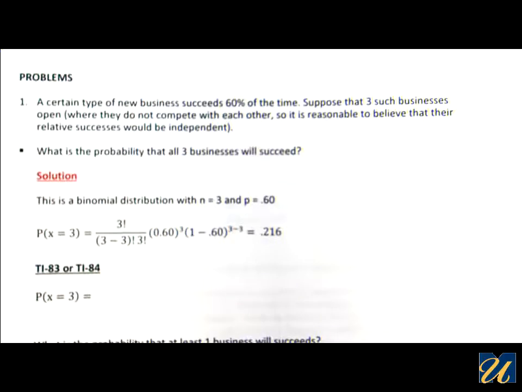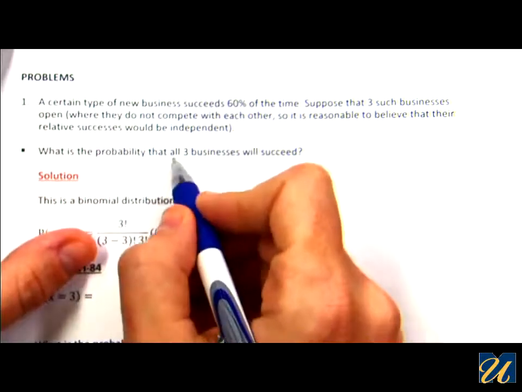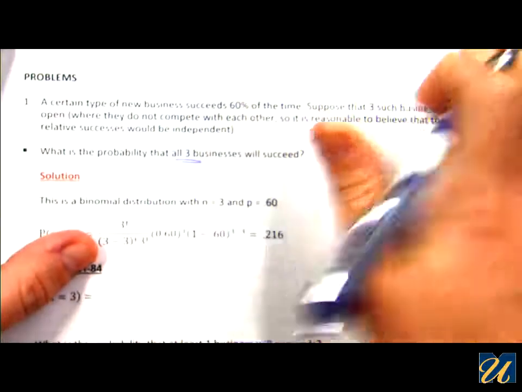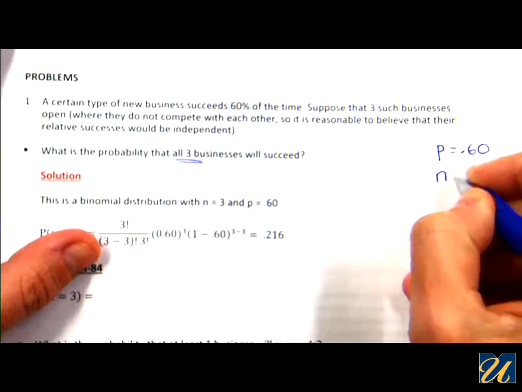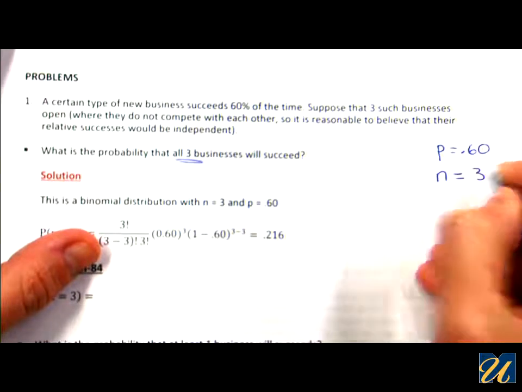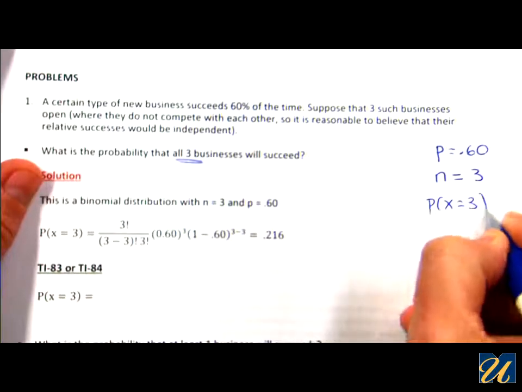Now, for the problems, a certain type of new business succeeds 60% of the time. Suppose that 3 such businesses open where they do not compete with each other, so it is reasonable to believe that their relative successes would be independent. What is the probability that all 3 businesses will succeed? So we have p equal to 0.6, n equal to 3, and we want to find the probability of x to be equal to 3.